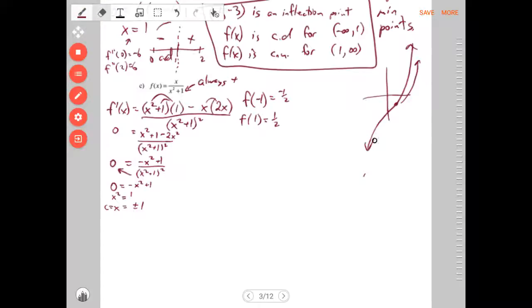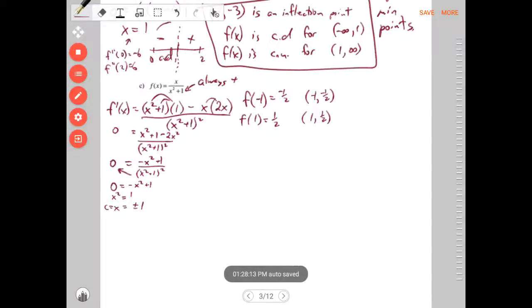Now I'm going to erase this little guy because I kind of... Okay, good. Okay, so our point here is negative 1 and negative 1/2. And positive 1 and positive 1/2. Now those are going to be our potential maximums and minimums. We just don't know which yet. So we're going to find that out though.